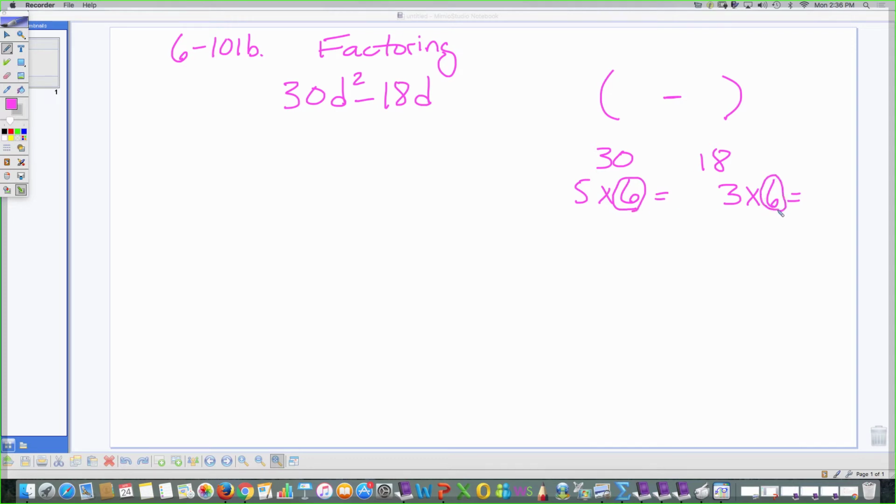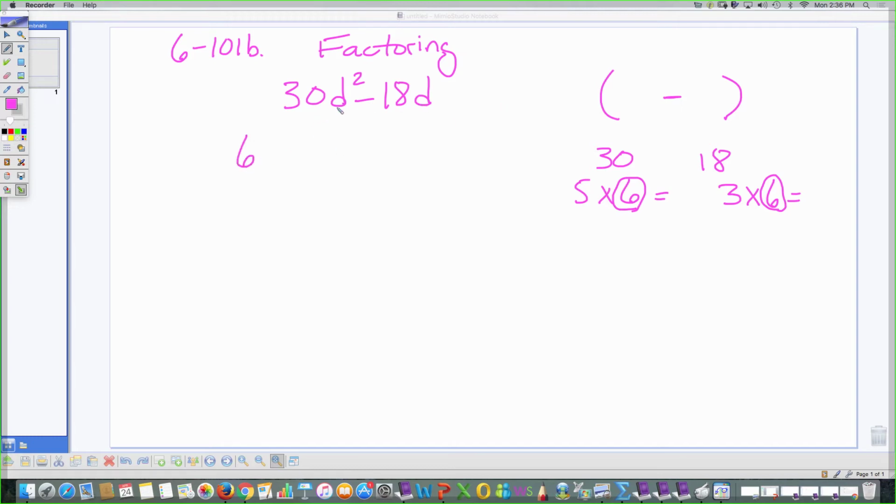Okay, so here's our greatest common factor. We could do this by making a prime number tree and all that, but most of you already know your times tables well enough to be able to look at this. Okay, so our greatest common factor is 6. So that's going to be one of our numbers on the outside of the parentheses, so 6.